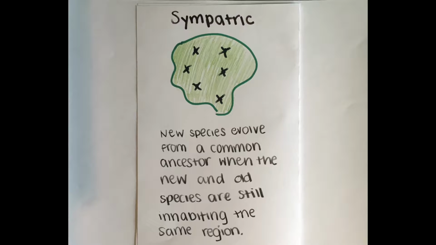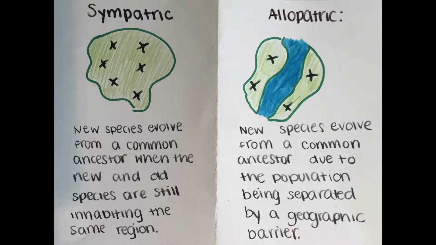Sympatric speciation is when new species evolve from a common ancestor when the new and old species are still inhabiting the same geographical region. However, allopatric speciation is when a new species evolves from a common ancestor due to the population being separated by a geographical barrier. In both cases, there is an initial isolating mechanism or factor, and then continued accumulation of additional random mutations over time. Let's begin with sympatric speciation.